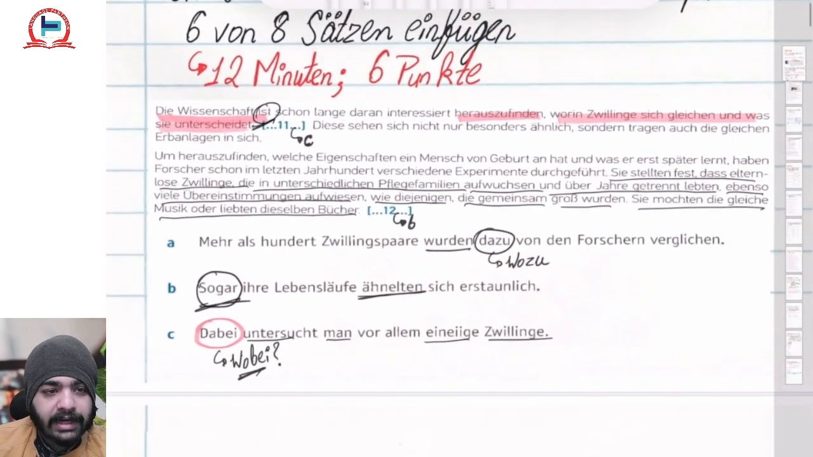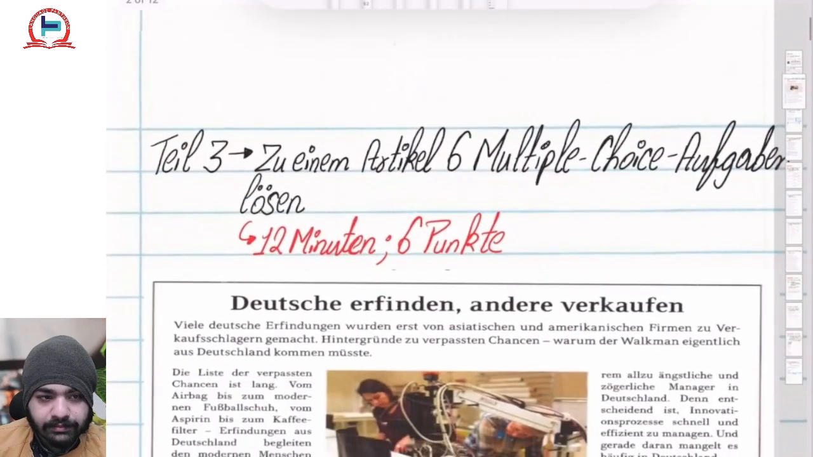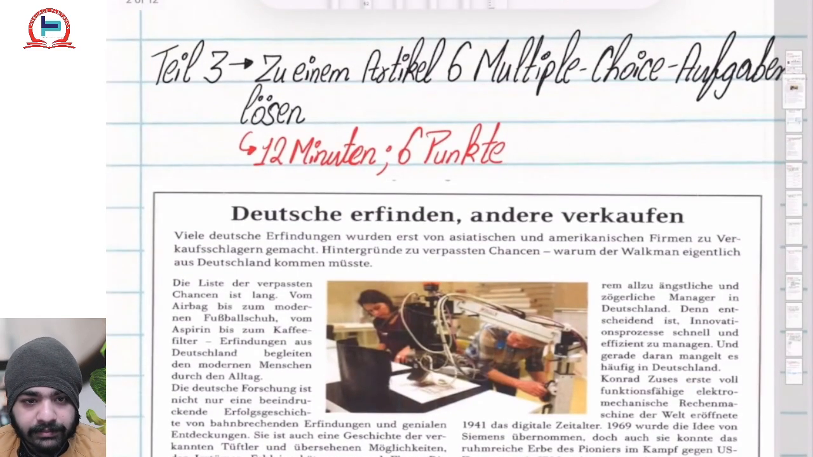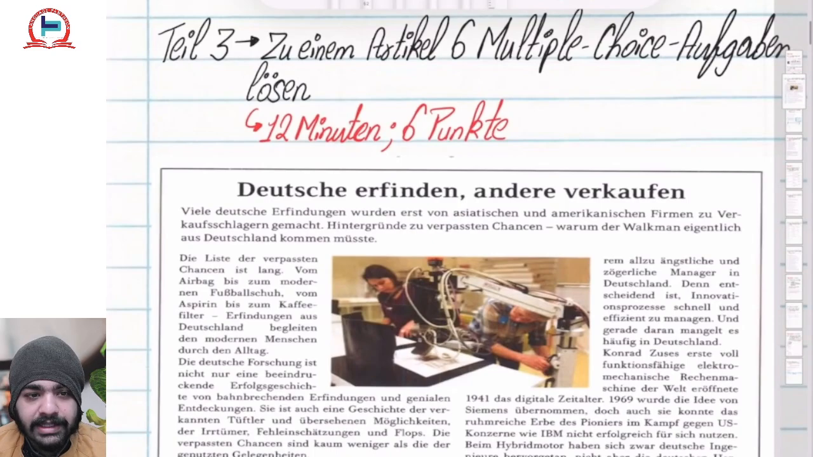Yeah, that was Teil 2 of Lesen. Then for Teil 3. Teil 3 is the most straightforward part, I believe. You have an article, and to that article, 6 MCQ based questions. So in Article 6, multiple choice Aufgaben lösen. You can score a maximum of 6 points in this part, and you get about 12 minutes for this.